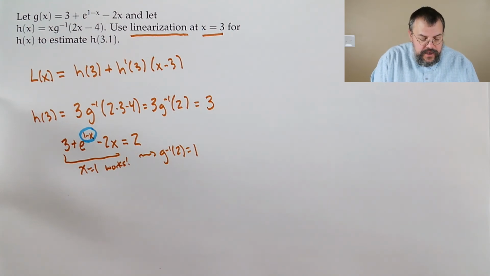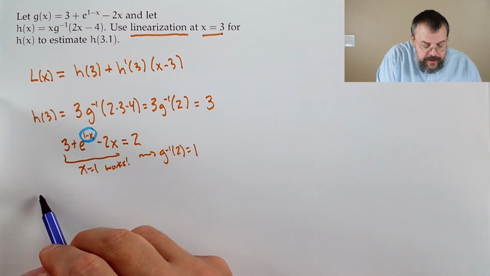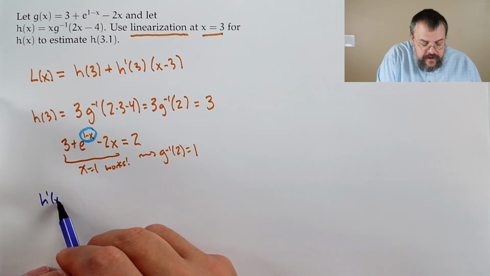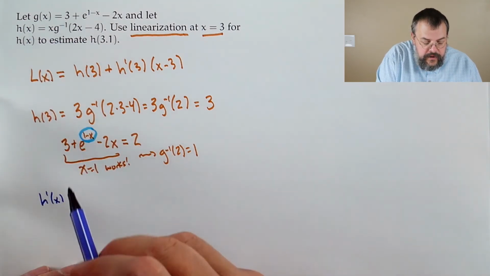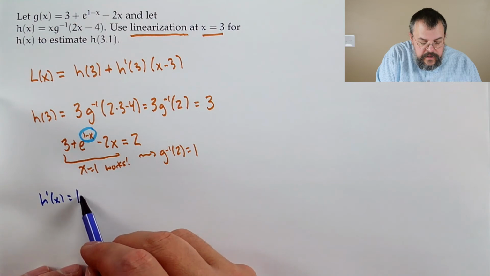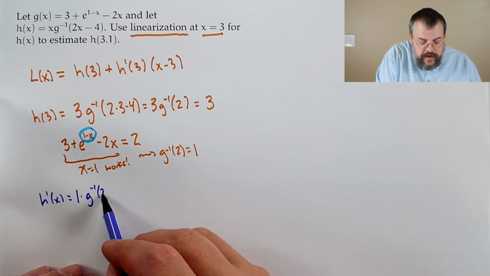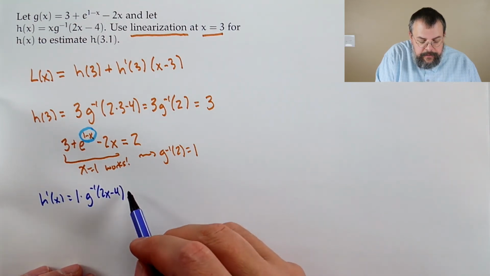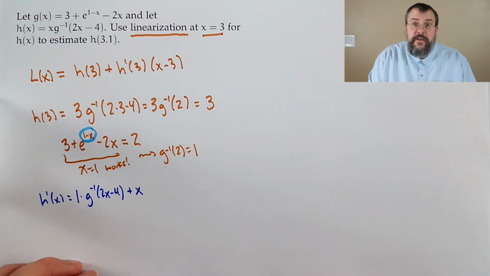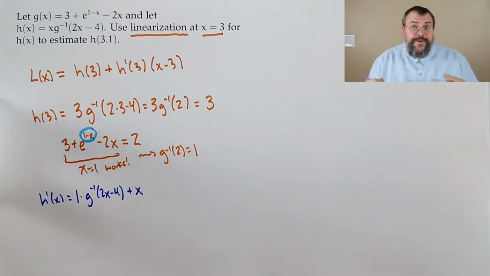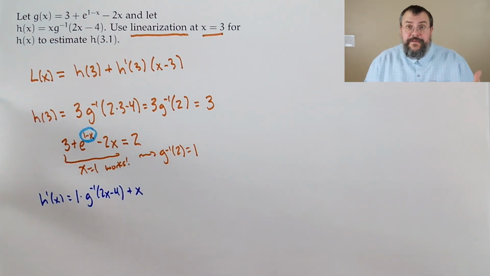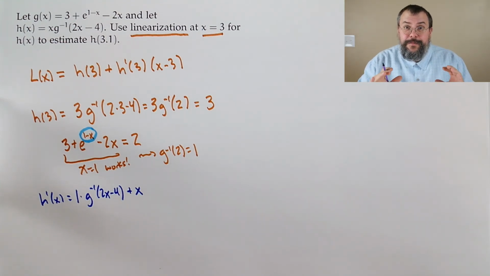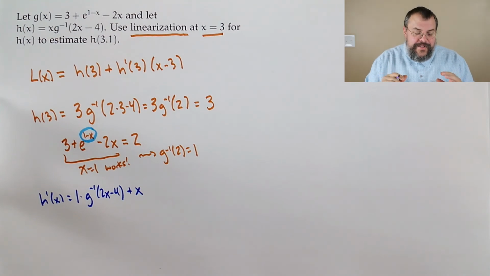Okay, so switching gears. To find h prime of 3, we start with h prime of x. So here we're going to do a product rule. So the derivative of the first times the second, and then we're going to add to that the first times the derivative of the second. And so we need to take the derivative of the inverse. Well, we've done that before. You should have done it before. I hope you're doing all of your practice here.